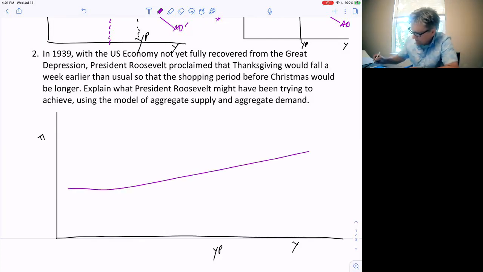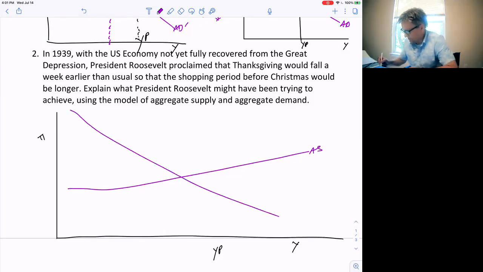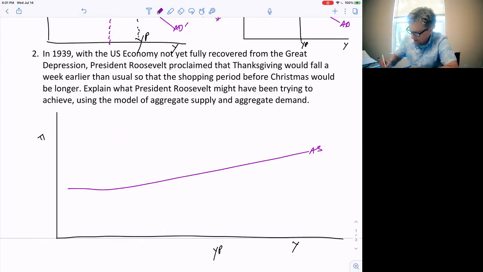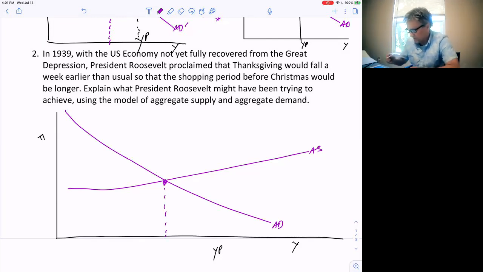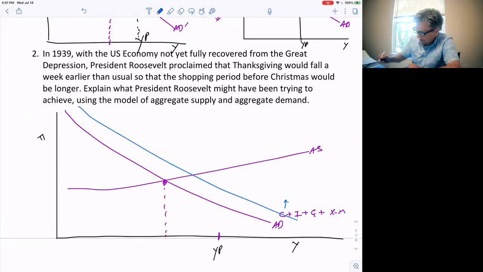So if we say, well, here is aggregate supply, here is aggregate demand in 1939, and we were still somewhat in recession, we'll draw this so that the output is less than potential. Giving a little more time to spend money, and remember, aggregate demand is C plus I plus G plus net exports, more time to go out and spend money might increase consumption. That would increase aggregate demand, might stimulate the economy such that it might help to get closer to full employment and shorten that negative output gap.